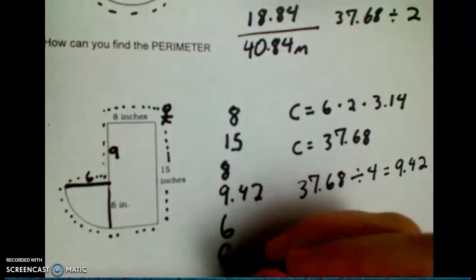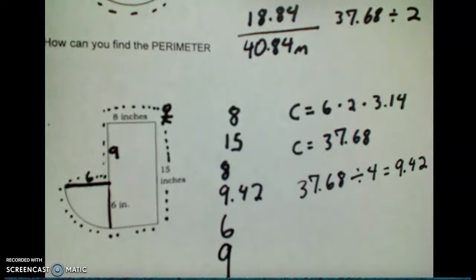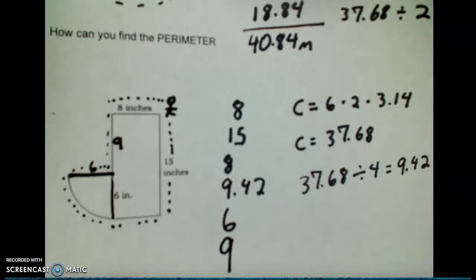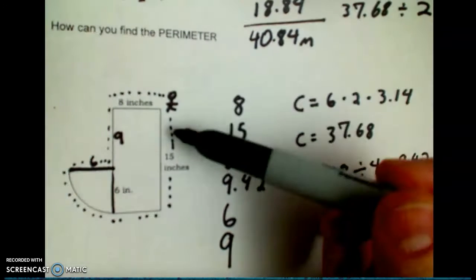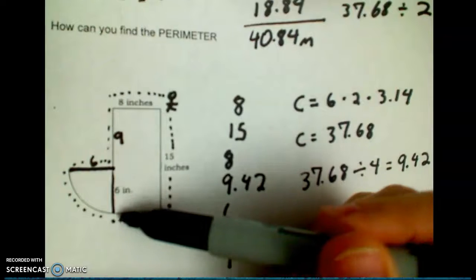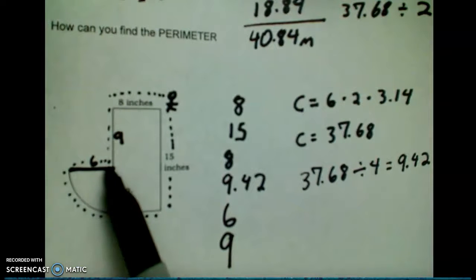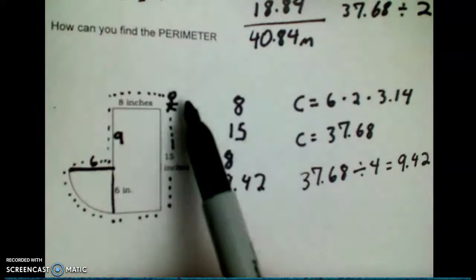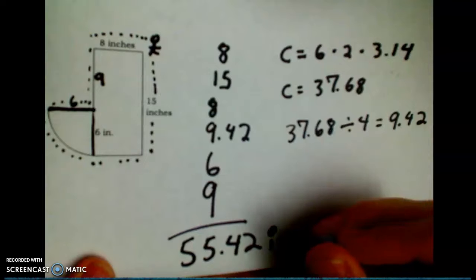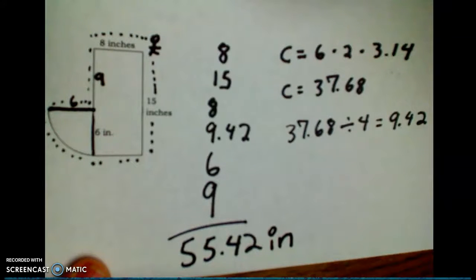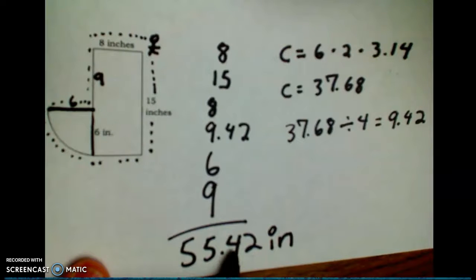9 inches. Wow, that is a lot of sides to add up. We had 15 plus 8 plus 9.42 plus 6 plus 9 plus 8. Let's add. All right, so adding that all together, we get a total of 55.42 inches. Not squared, just inches.